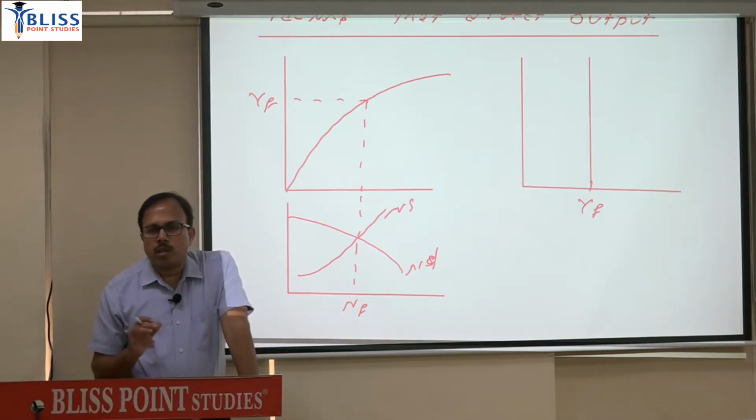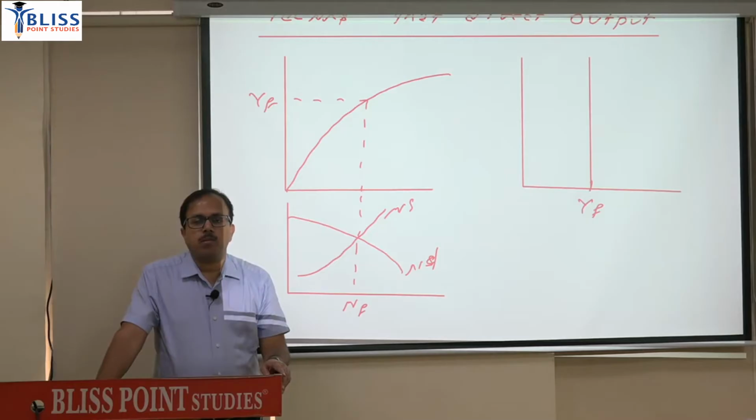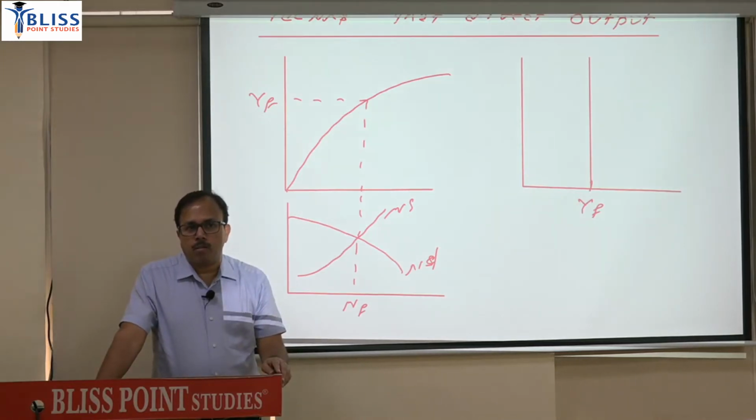Suppose I say that workers now prefer to have more leisure, their preference has changed, they prefer to have more leisure. That means what will be the impact? Weekend Friday से start हो जाना चाहिए. We prefer that, not only Saturday Sunday. Friday should also be included in weekend. How it will affect?